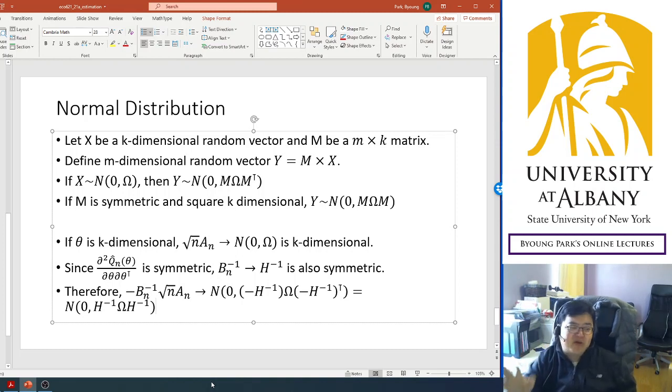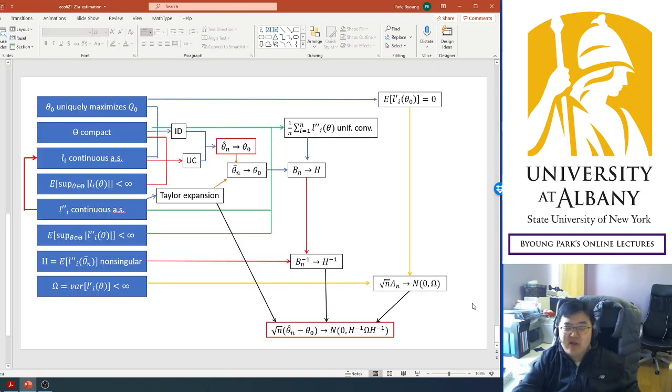So we have learned a lot of theories and a lot of assumptions. So I summarized everything in one page. I am very proud of this. It took a lot of time for me to make this diagram. So these are the underlying assumptions we have so far considered. So theta hat uniquely maximizes the criterion function, and the parameter space is compact, and the criterion function is continuous almost surely. Then from here up, it should be almost surely.